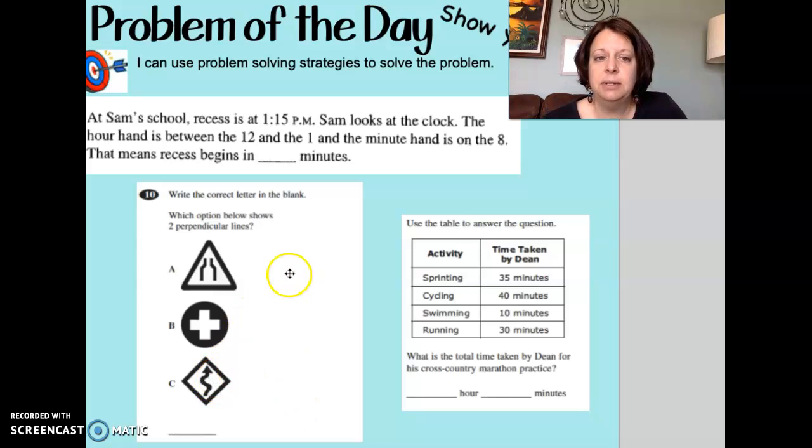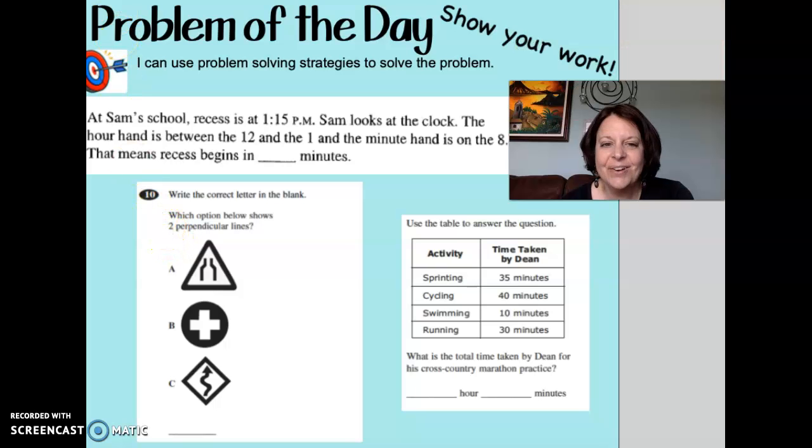I'm going to pause it because you need some time to work. Have fun. Okay, I hope you've had some time to work on these and have been really thinking about your solutions that you came up with. So the first one is, at Sam's school, recess is at 1:15 p.m. Sam looks at the clock. The hour hand is between the 12 and the 1, and the minute hand is on the 8. That means recess begins in blank minutes.